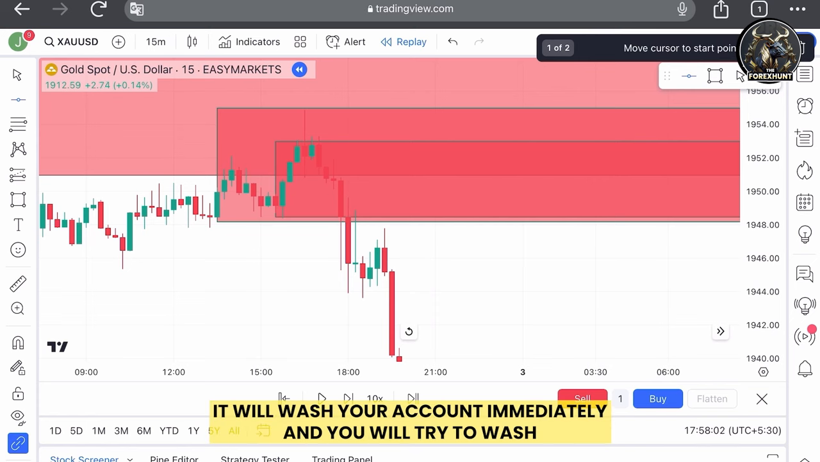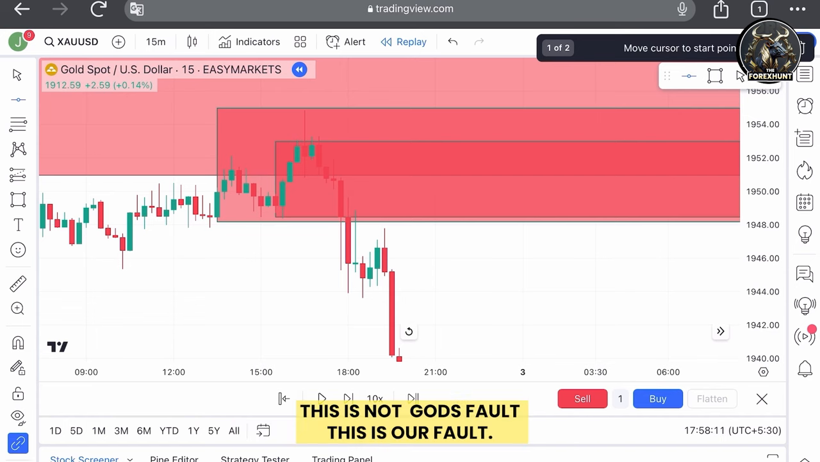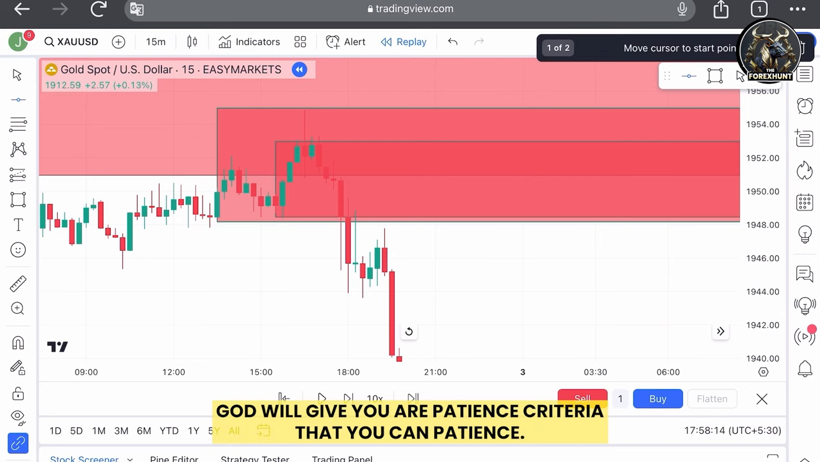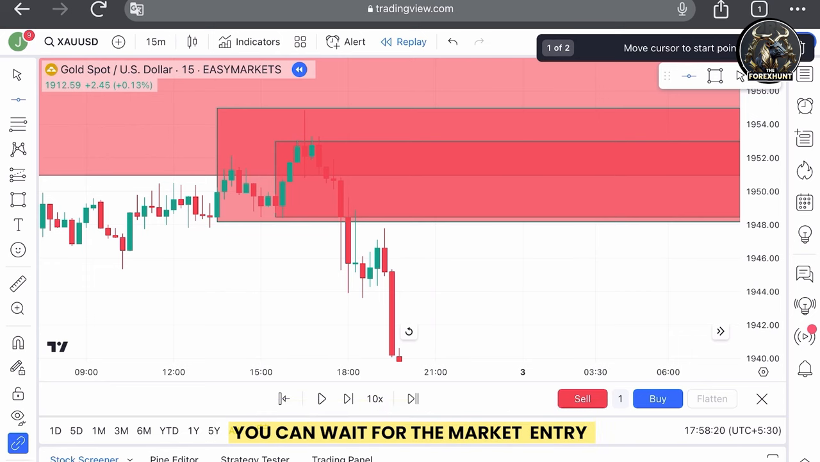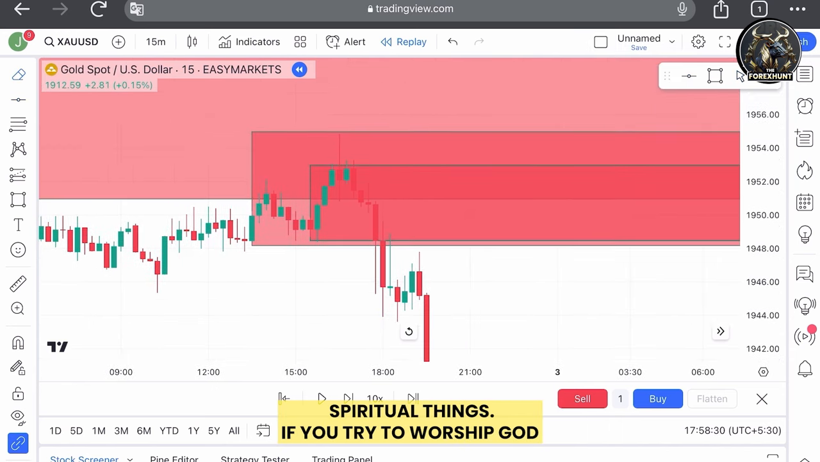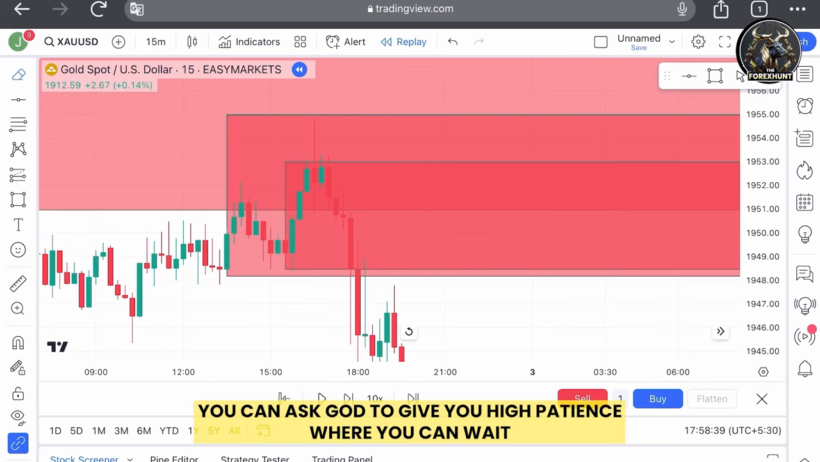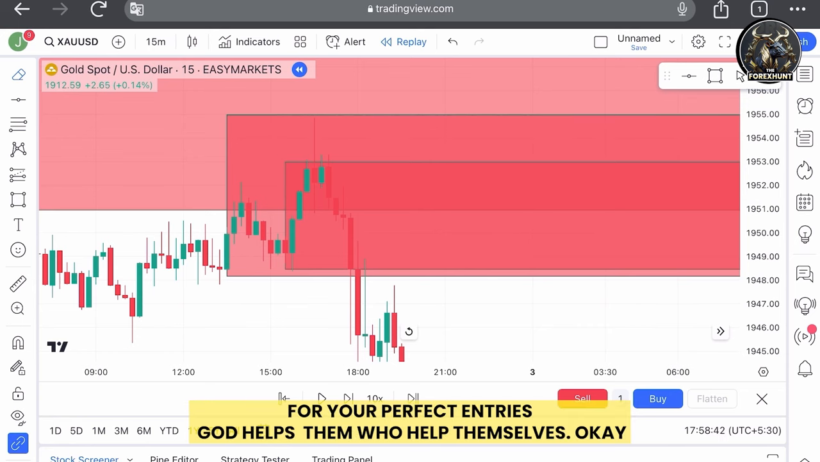It will wash out your account immediately, and you will take the name of God, asking why this happens to me. This is not God's fault. This is our fault. God will give you patience, so that you can wait for the market entries. God can build a good trader in you. In spiritual things, if you worship God and ask for something, it doesn't just come. You can ask God to give you high patience, so you can wait for your perfect entries. God helps those who help themselves.